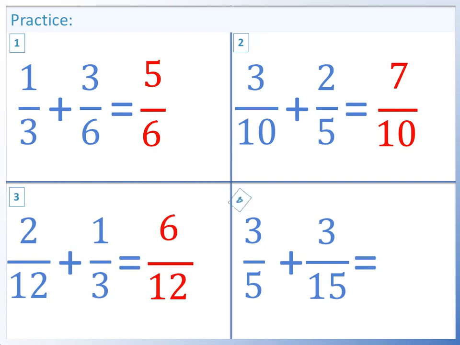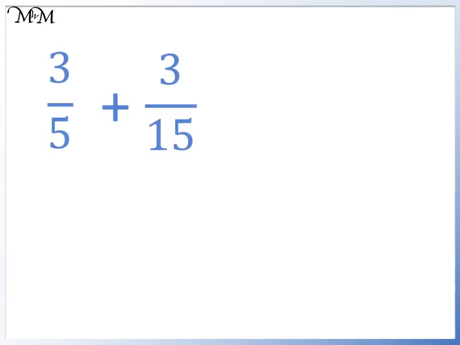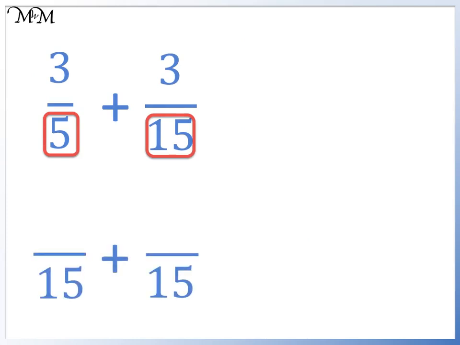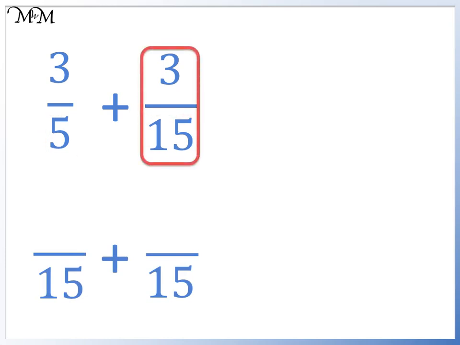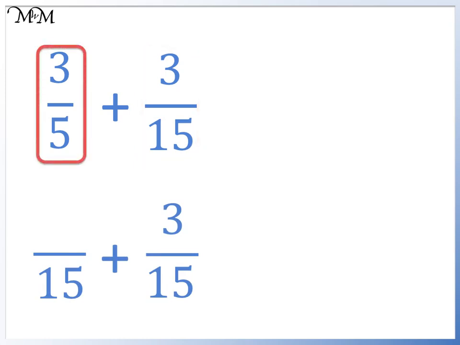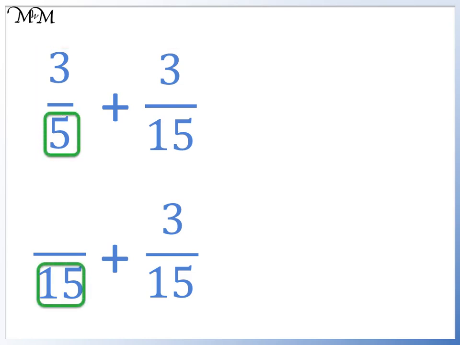Question 4. 3/5 add 3/15. Looking at the denominators, 5 divides into 15, so 15 can be our common denominator. 3/15 does not need to change, because it already has a denominator of 15. Looking at 3/5, to get from 5 to 15, we multiply by 3.